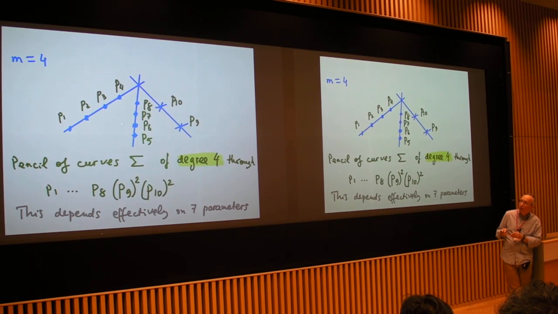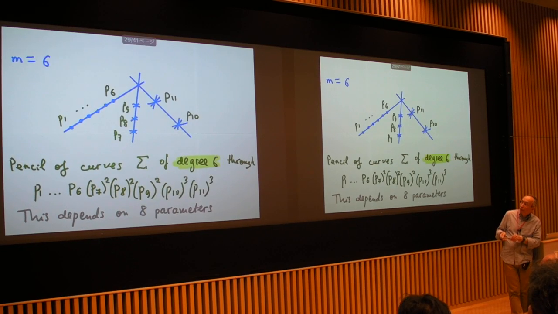When m goes to 4, you get a pencil of quartic curves with 2 double points. So the picture is like this. You have 3 lines, 4 points on each, and 2 double points here. Each curve of the pencil will have an ordinary double point at P9 and P10. Now the curves are of degree 4, so quartics. And similarly, you can count the number of parameters. There are seven effective parameters.